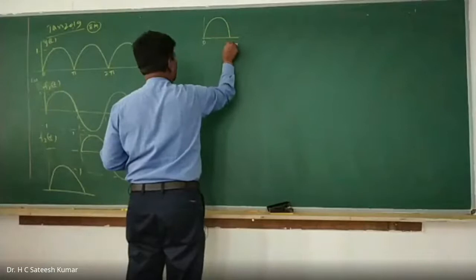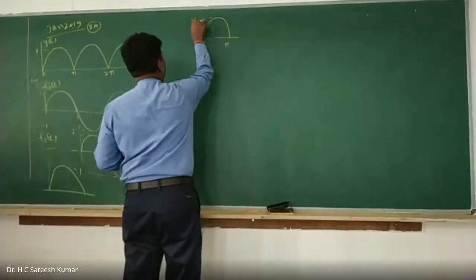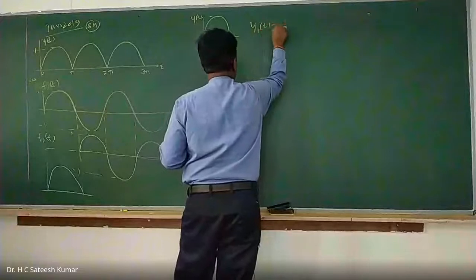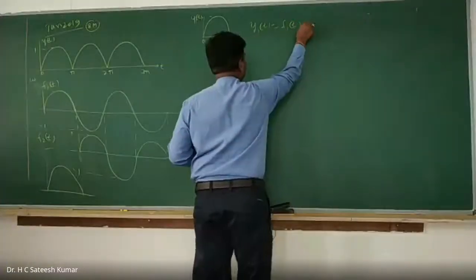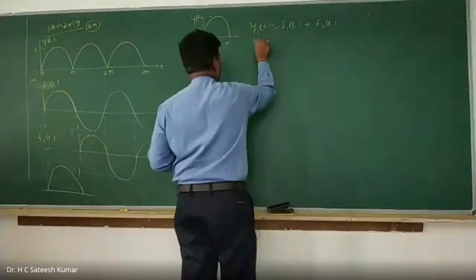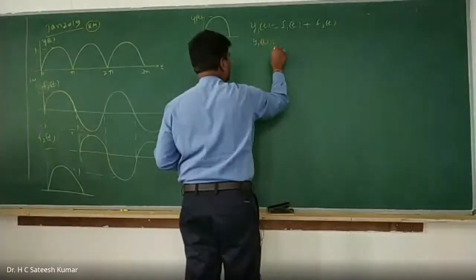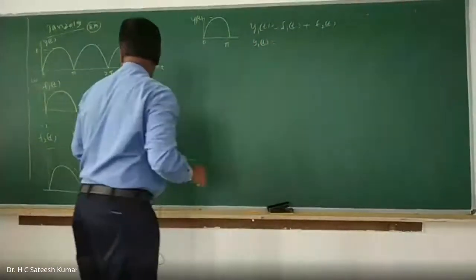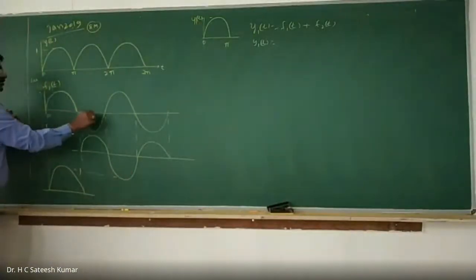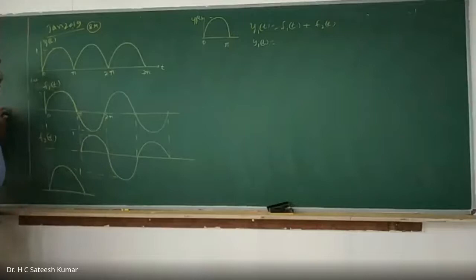0 to pi. This is your y1 of t. y1 of t is nothing but equal to f1 of t plus f2 of t. What is f1 of t? f1 of t is nothing but equal to, start from 0, pi, 2 pi. This is sin omega t.